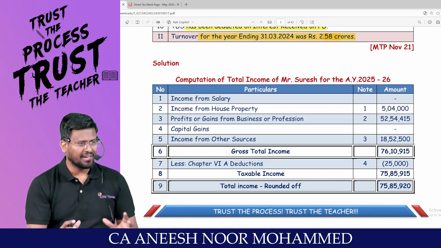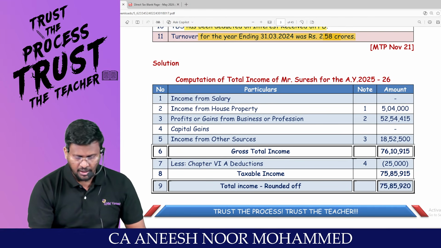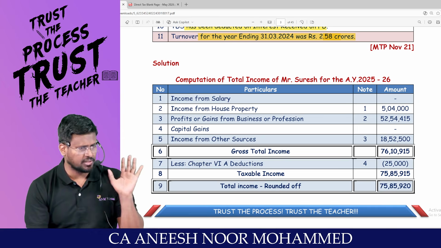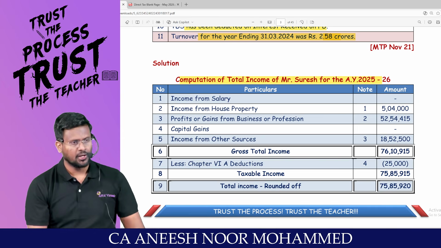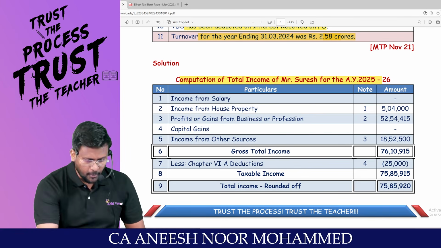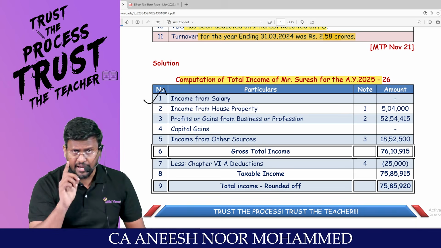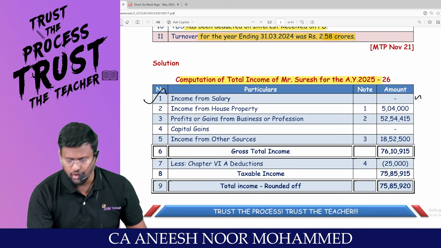Beautiful question. A 15-mark question like this will be tested in the exam. Always, when a question like this comes in the exam, first write the master table. Computation of total income of Mr. Suresh. Number 1, income from salary. Is there any detail regarding salary? Still write it and put a dash.